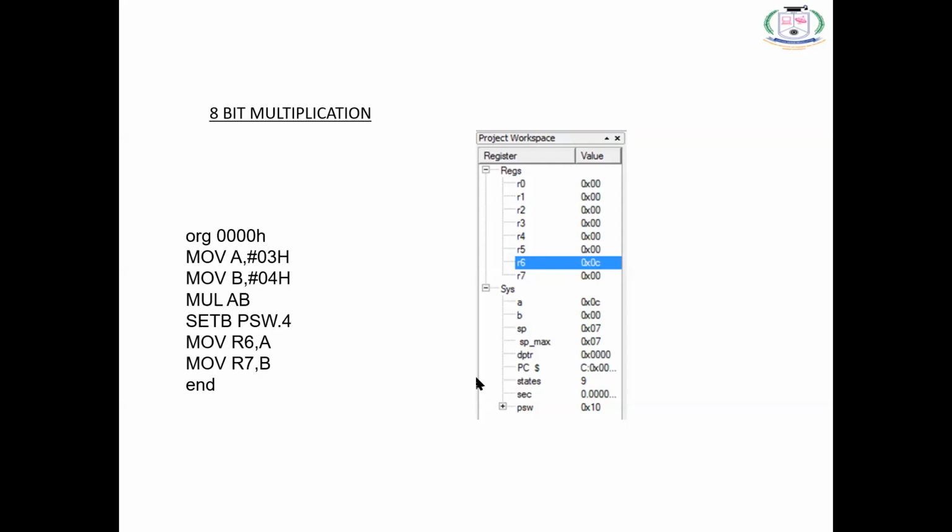Kausalya, are you here, ma'am? Now which bank will be selected? Tell me which bank will be selected in this program. I have set the 4th bit of the program status word, so the 4th bit value is 1. I didn't set the 3rd bit, so obviously the 3rd bit value is 0. 1 0, which bank will be selected?